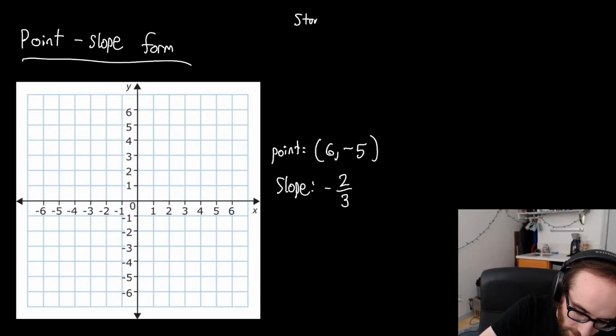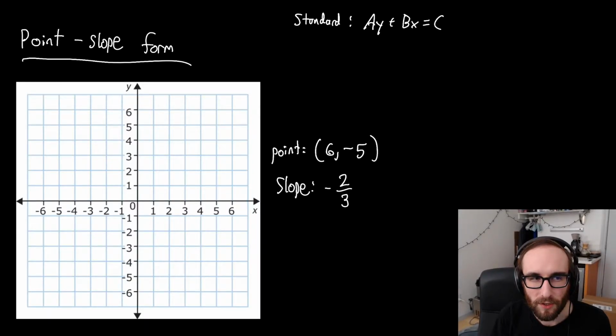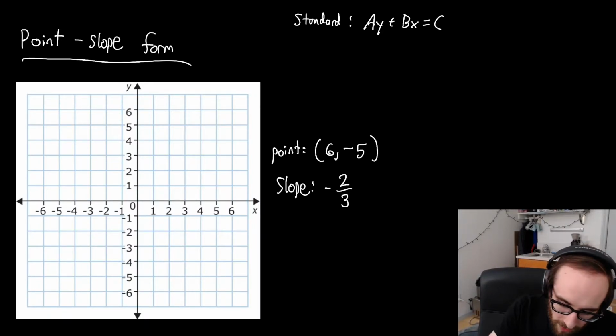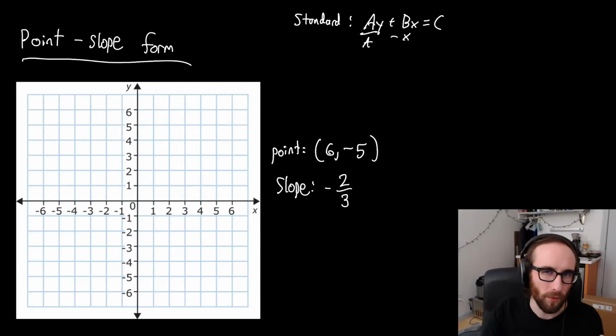One form is standard form. We looked at it a little bit before, where we have some value in front of y plus some value in front of x equals some number c. And we can change this to slope-intercept form by subtracting the x from both sides and then dividing by whatever we have in front of y. So that's standard form. We don't really work with it a lot.